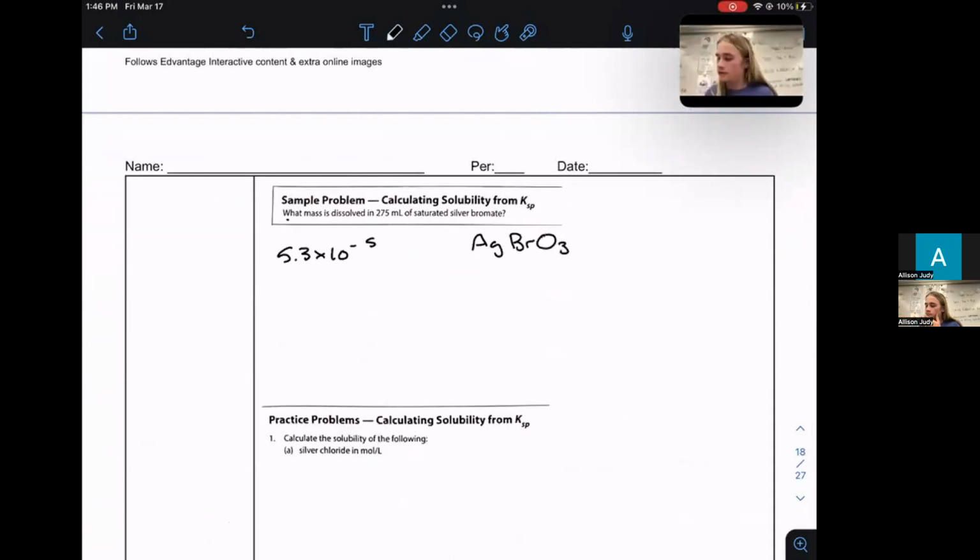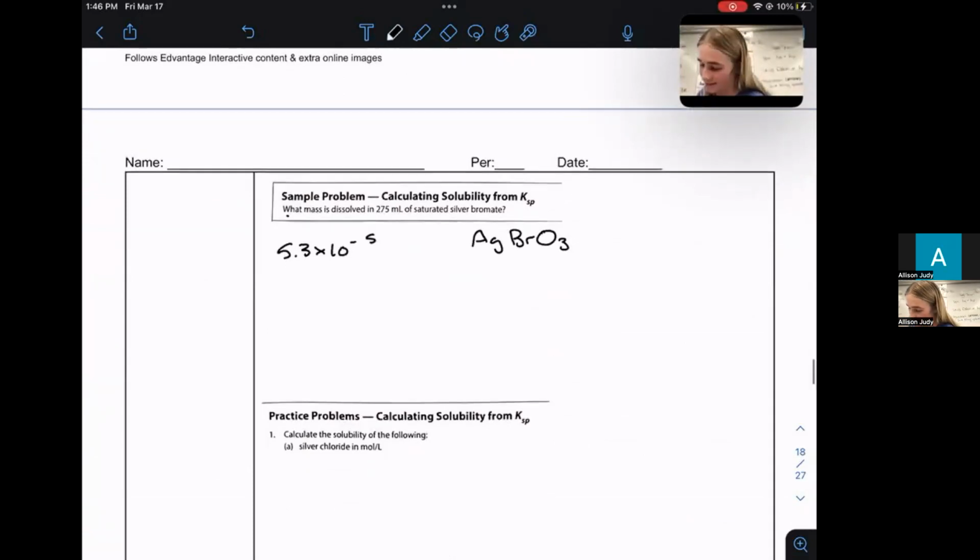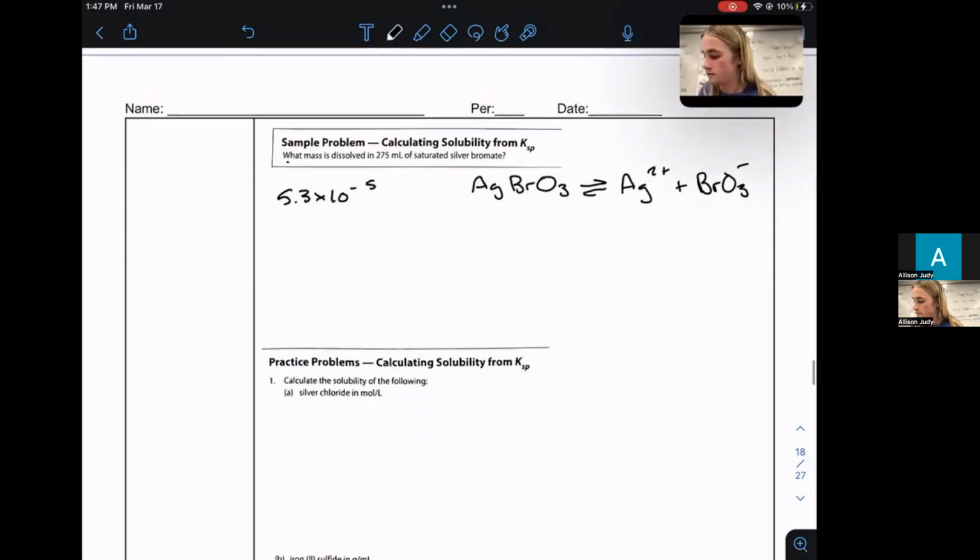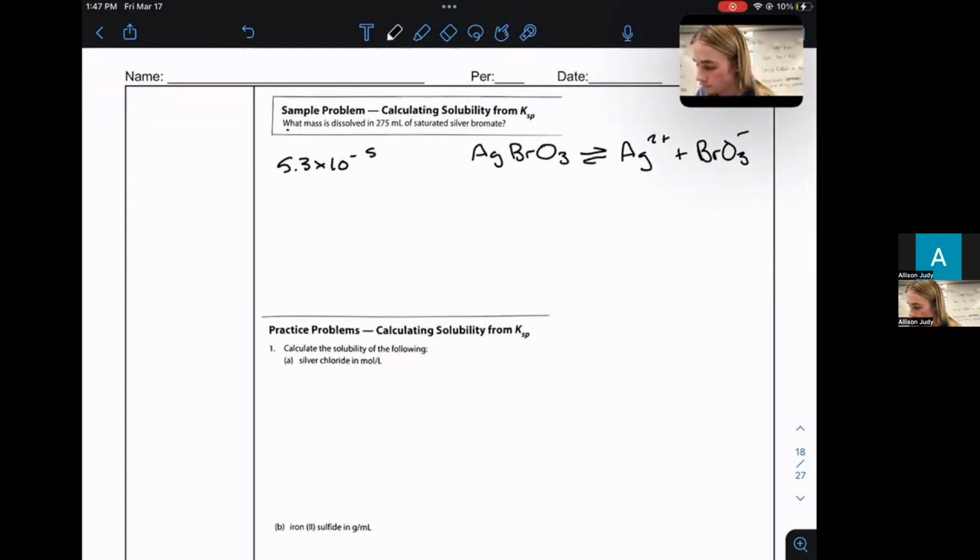AgBrO3. They say bromate, which clues us in that this is a polyatomic ion of some sort. I don't actually know what its charge is, so I will not be able to tell you what the charges of these ions are, but it might be Ag2 plus and BrO3 minus. The only thing that really matters here is that this is a binary salt. It's 1-to-1, just a single mole of each ion in the salt. So this is going to equal S squared. It's going to equal the concentrations of each of these ions, which are both the molar solubility.